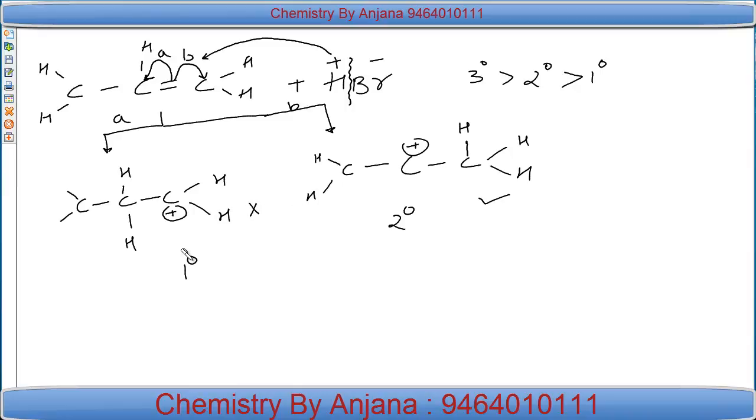How can we see that it is a primary carbocation? Let's revise that. A carbon having positive charge means carbocation, and if it is attached with only one carbon further, that is a primary carbocation. Here the carbon carrying positive charge is attached to two carbons, that's why it is called a secondary carbocation. So all in all, secondary carbocation is more stable than primary carbocation, hence this cleavage B is preferred, not A. So this is going to be the more stable form.